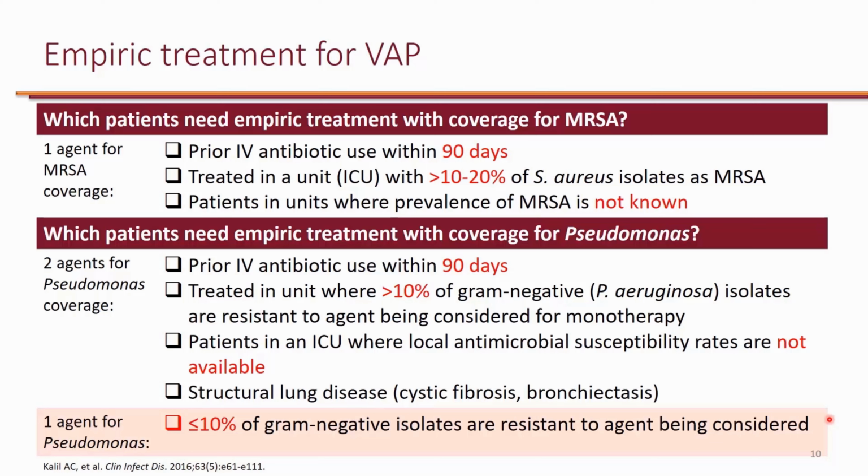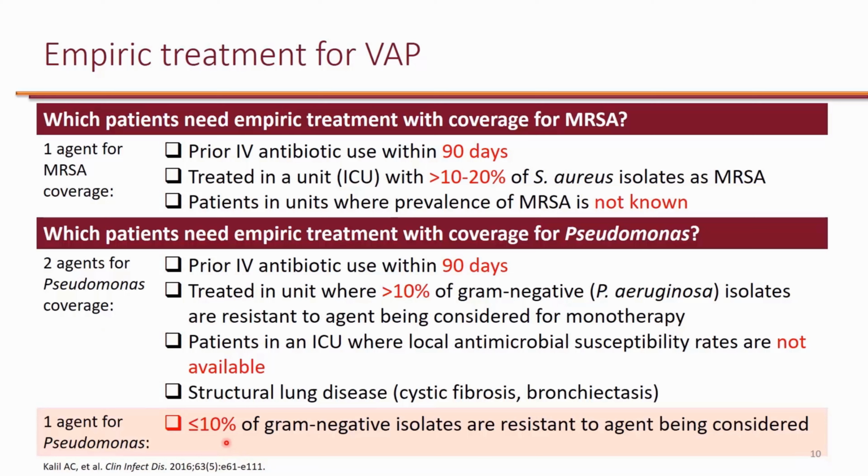Now, the same is true for Pseudomonas when it comes to IV antibiotic treatment in the past 90 days. Now, with Pseudomonas, it's recommended to use 2 agents that are active against Pseudomonas empirically. Especially in ICUs where the susceptibility rate of Pseudomonas to the agents that we're using is less than 90%. In other words, the resistance rate is more than 10%. Or if the rate of susceptibility on the antibiogram is not available, or if the patient has a structural lung disease such as cystic fibrosis. So these patients need to receive 2 agents that are active against Pseudomonas empirically until we get susceptibility results back.